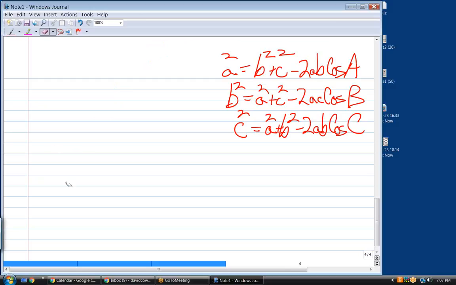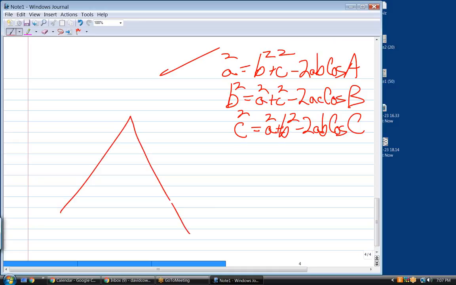Right. In other words, these two letters here are always those two letters. This angle here is always the angle that goes opposite that side. So you only need to memorize one of them. Okay. You can always figure out the other. And you never know which one you might need.